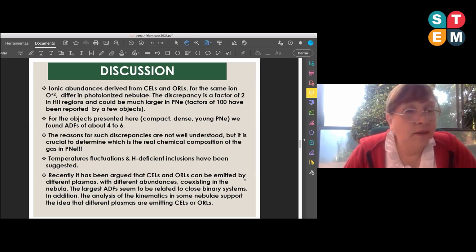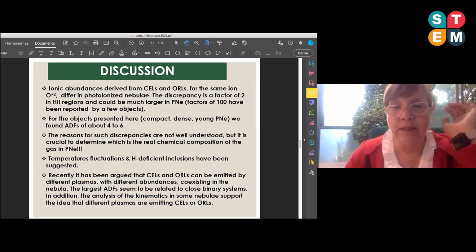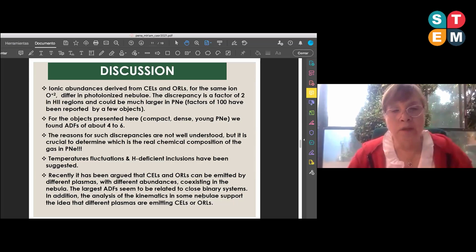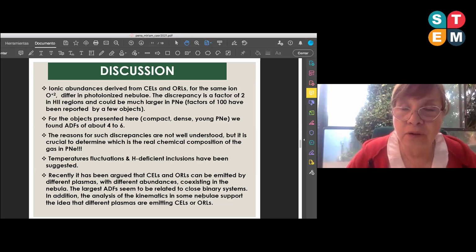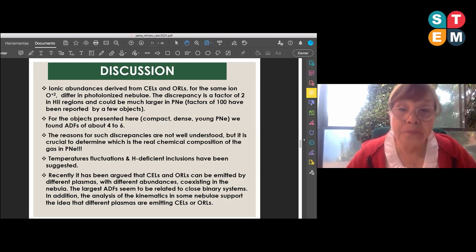Besides, recently it has been argued that CELs and ORLs can be emitted by different plasmas with different abundances coexisting in the nebula. The largest ADF seem to be related to close binary systems. And in addition, the analysis of the kinematics of some nebulae supports the idea that different plasmas are emitting collisionally excited lines or optical recombination lines.